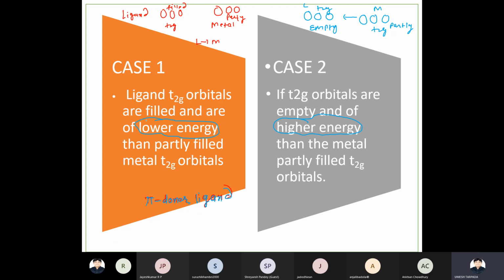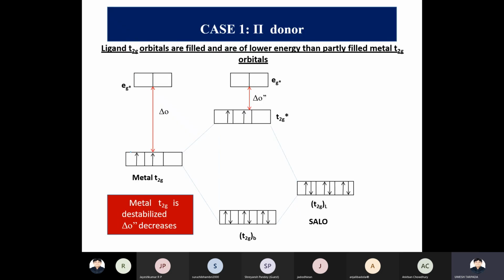So what happens in both the cases? Look at here, ये मेटल की energy line है और ये लिगेंड की है. So compare to metal, लिगेंड की energy कैसी है? लिगेंड ऑर्बिटल की energy low है. Okay. Is it okay? Yes, sir. So in first case, pi donor, it is a case of pi donor. So what happens in this case?